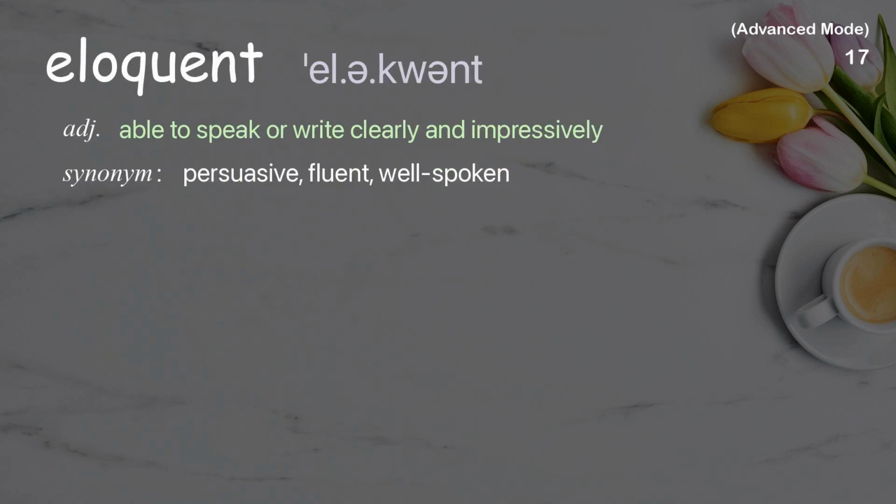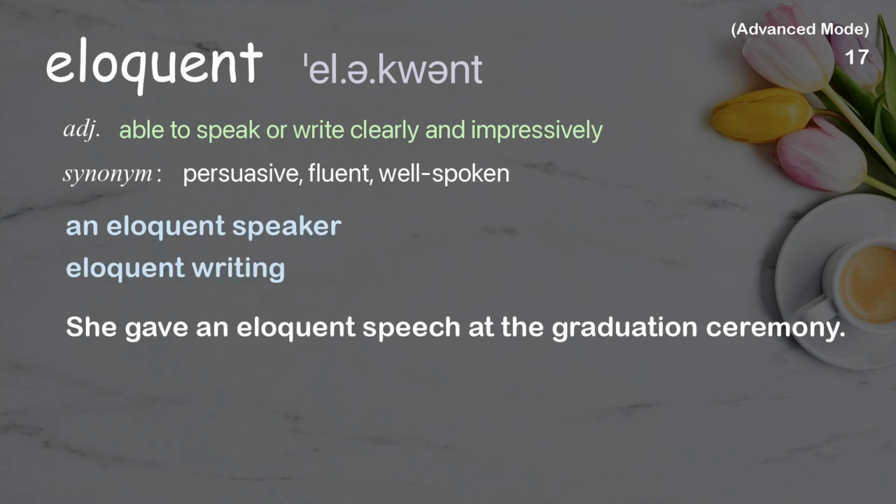Eloquent. Able to speak or write clearly and impressively. Examples: An eloquent speaker. Eloquent writing. She gave an eloquent speech at the graduation ceremony.